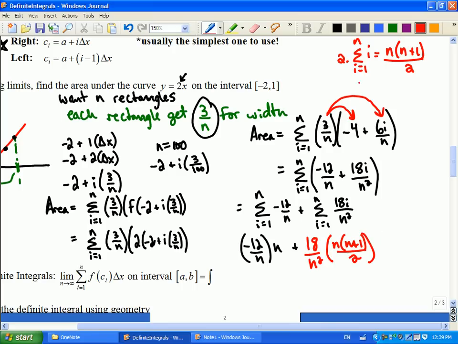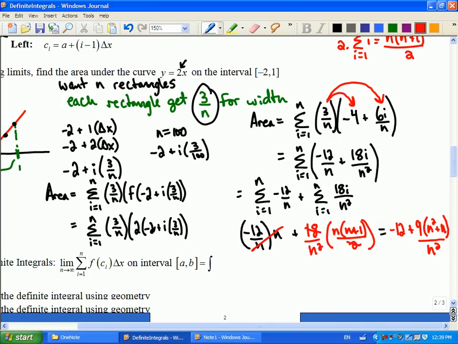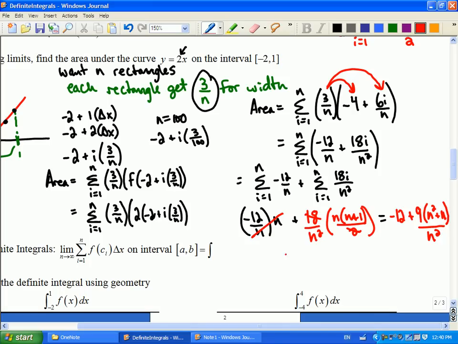And I can simplify that as well. Let's see what the simplified version is. Here the n's would disappear and I have -12. And this 18 and 2 would become a 9. On top, I'm going to have n squared plus n, and that's over n squared. So this piece is going to be -12 plus 9n squared over n squared plus 9n over n squared. These would be divided out, and I would get negative 3 plus 9 over n.